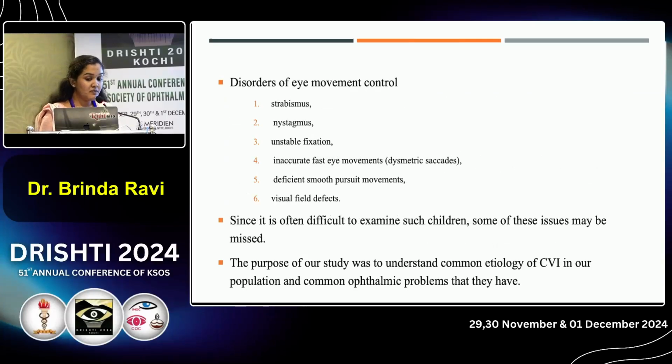These children will have disorders of eye movement like strabismus, nystagmus, and visual field defects. Since it is often difficult to examine such children, some of these issues may be missed. The purpose of our study was to understand the common etiology of CVI in our population and the common ophthalmic problems that they have.